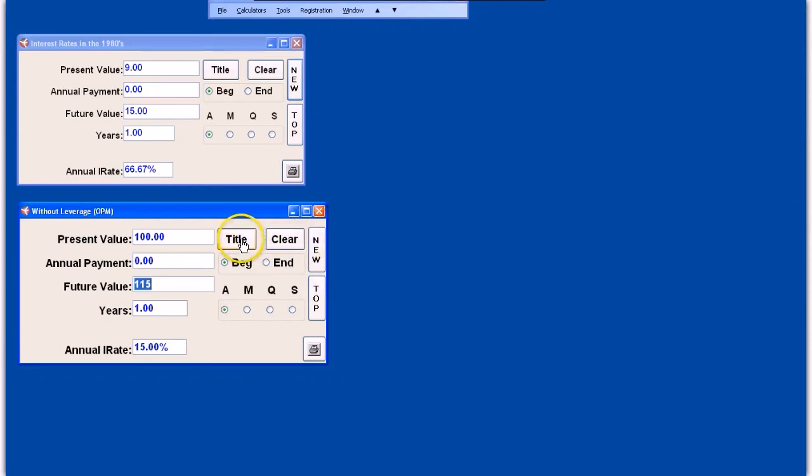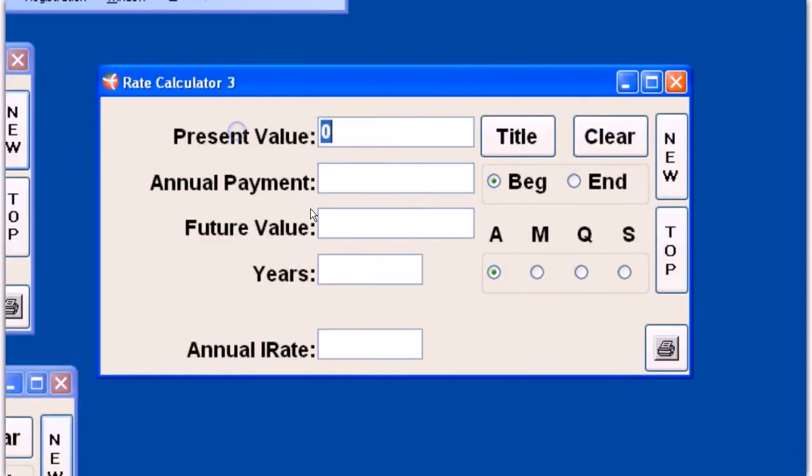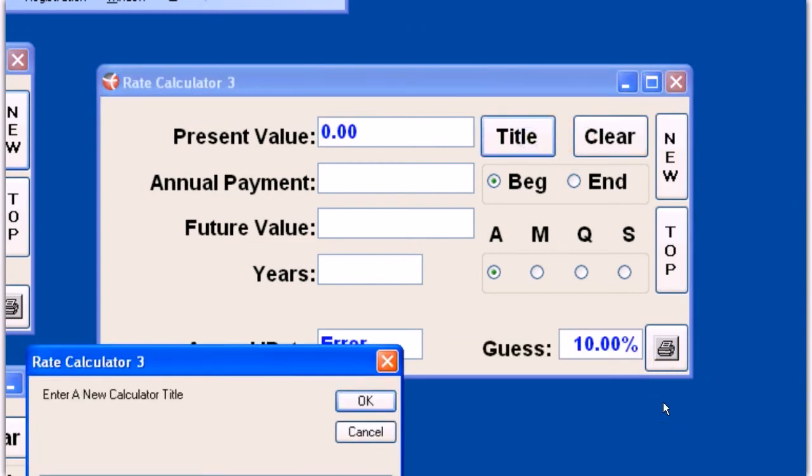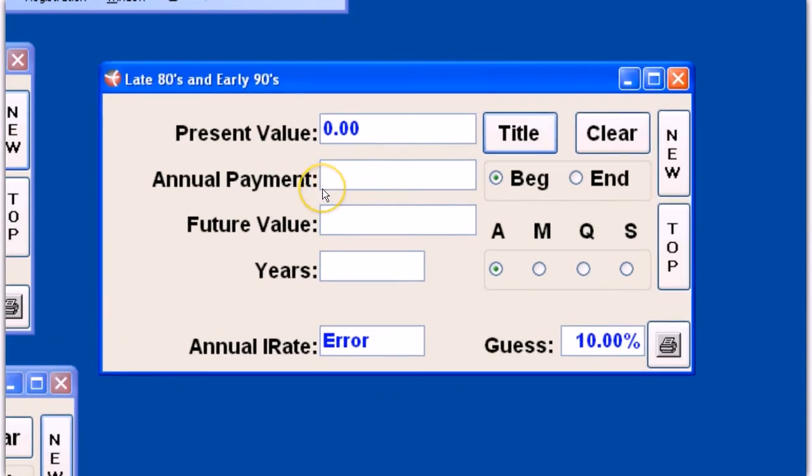Next to last, I should say, let me duplicate another calculator here. And what happened in the late 80s and early 90s? Alan Greenspan, many of you will recall, was the chairman of the Federal Reserve at the time. What was the main thing that was happening during this period? Banks were dropping like flies. The Republic Bank of Texas, one of the largest banks in the country at the time, failed. Financial institutions were failing.